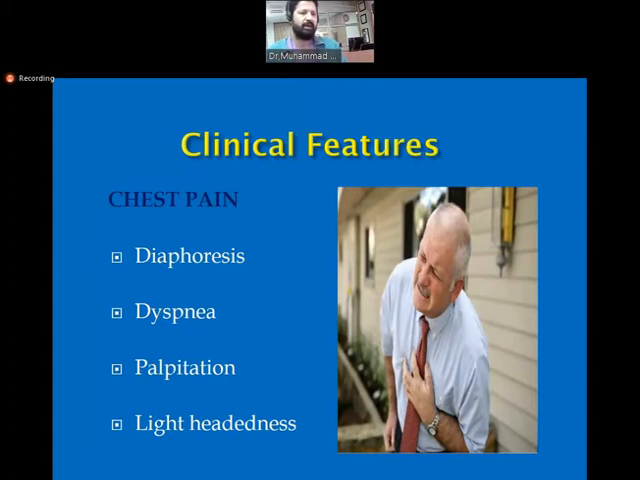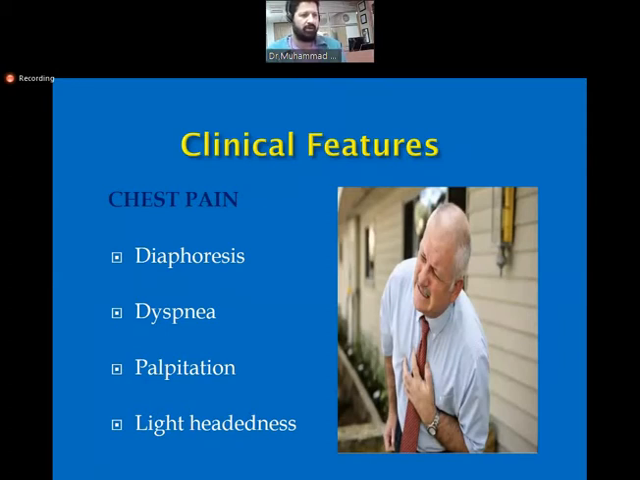So what are the clinical features of acute MI or ACS? The main clinical feature is chest pain. You should have a very crisp command of your history taking, because this is the only tool which can diagnose your patient; the ECG will just confirm your diagnosis. So chest pain is the main clinical feature of ACS. Other clinical features are diaphoresis, dyspnea, palpitation, or lightheadedness.